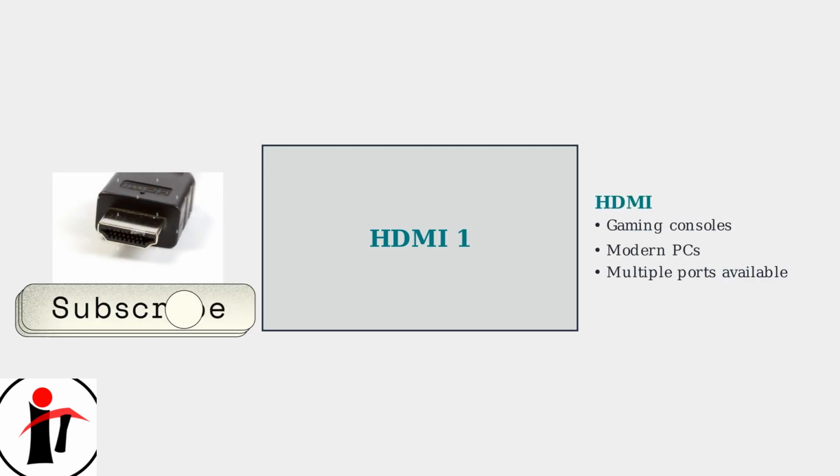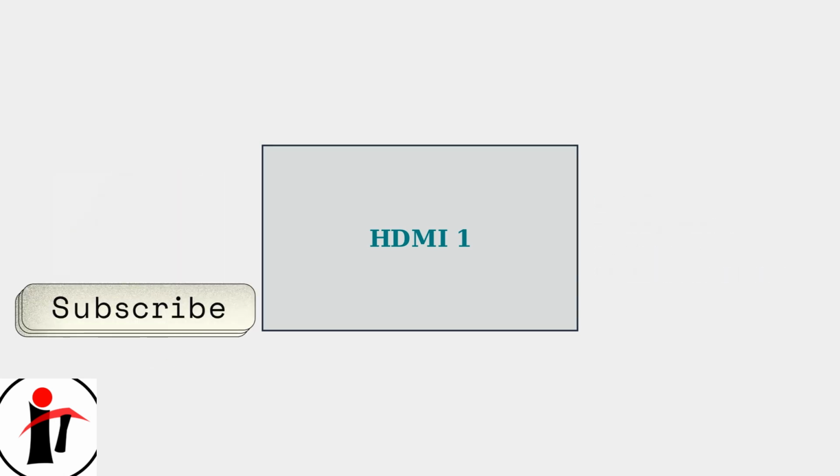Sceptre gaming monitors support multiple input types, each designed for specific use cases. Understanding these connections helps you choose the right setup for your devices. HDMI is the most common input type, perfect for gaming consoles like PlayStation and Xbox, as well as modern PCs. Most Sceptre monitors include multiple HDMI ports for connecting several devices.